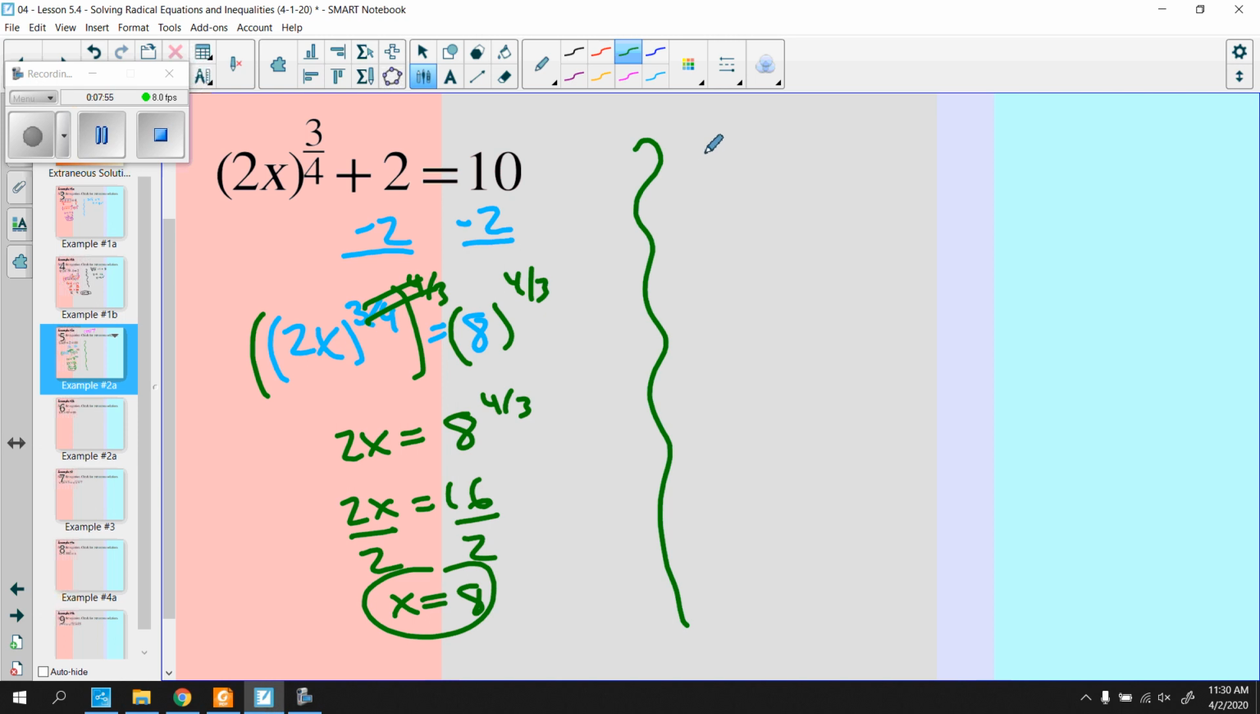2 times 8 is 16, so basically 16 to the 3/4 power plus 2. We should hopefully be getting 10. So just a quick check on the calculator. 16 to the 3/4 is 8. 8 plus 2 is definitely 10. 10 equals 10. I think we're all right. So far, so good.